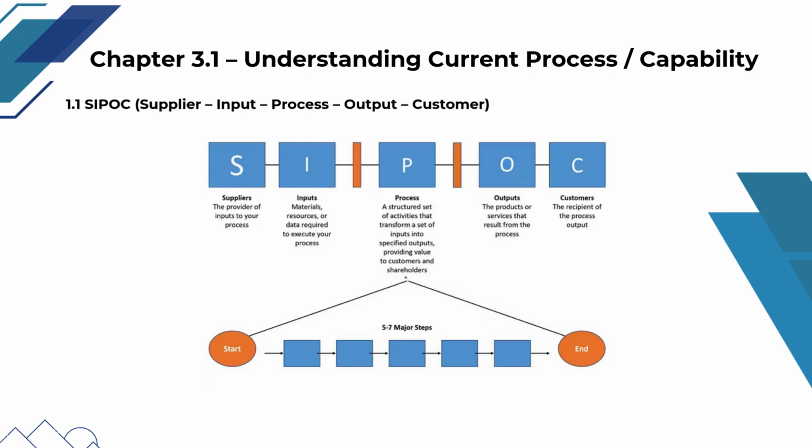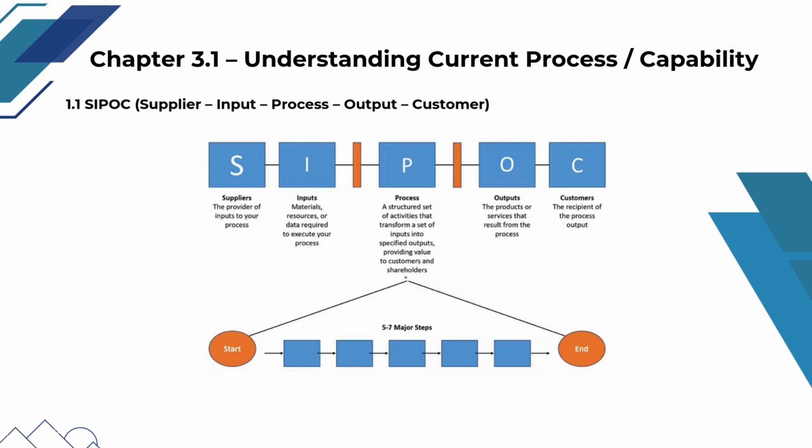SIPOC is a high-level process mapping tool used in the define phase of DMADV to establish a clear and shared understanding of the current process boundaries and scope. It identifies key suppliers, critical inputs, major process steps, outputs, and customers, ensuring alignment on who provides what, how the process flows at a macro level, and who receives the outcome.